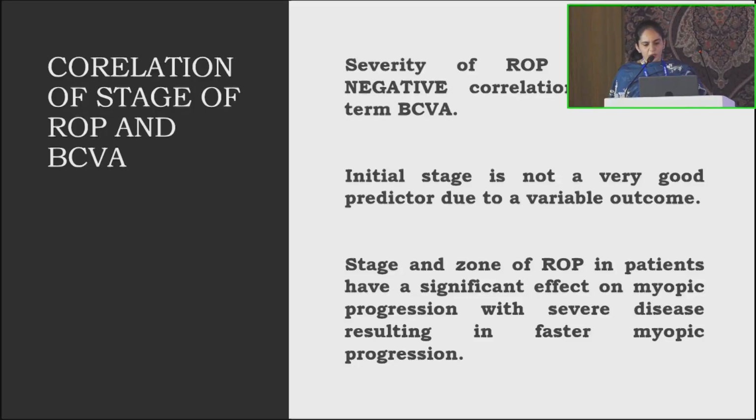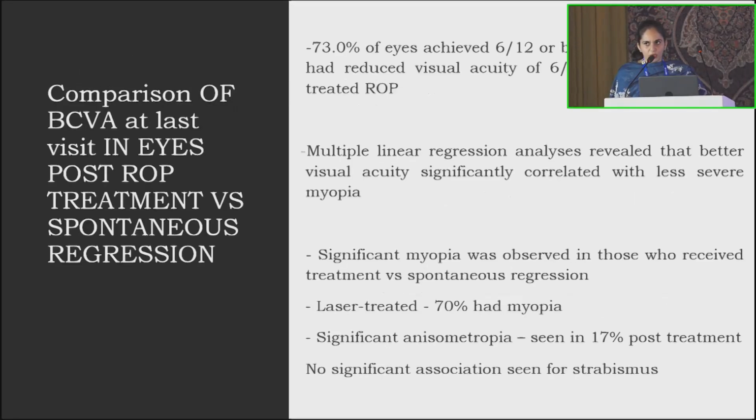Stage and zone of ROP have a significant effect on myopic progression as well, especially severe disease resulting in very fast myopic progression, that is high myopia in a very short duration, in the initial 1 to 2 years of life. Now, comparison of BCVA at last visit in eyes post ROP treatment versus those with spontaneous regression: 73% of eyes had achieved 6/12 or better vision, and 27% had vision of 6/18 or worse in laser treated patients.